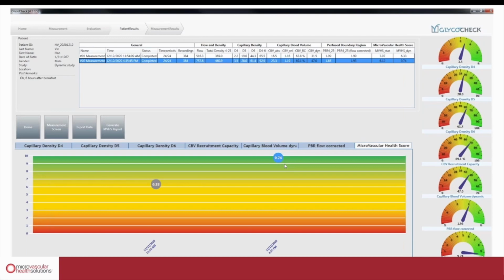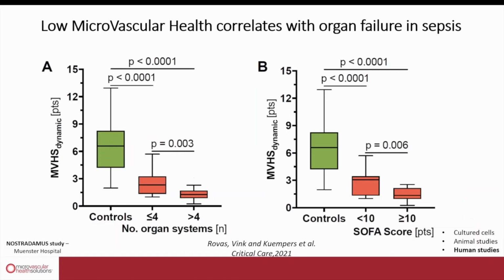Now, if we measure this microvascular health score in the patient groups that I earlier described, and this again is going back to the sepsis studies and the COVID-19 studies. And this is the sepsis group. So this was recently published a few weeks ago in the Critical Care Journal on a study that was called the Nostradamus study. So if we measure the microvascular health score in healthy controls, you see those scores can typically range between 4 and 8.